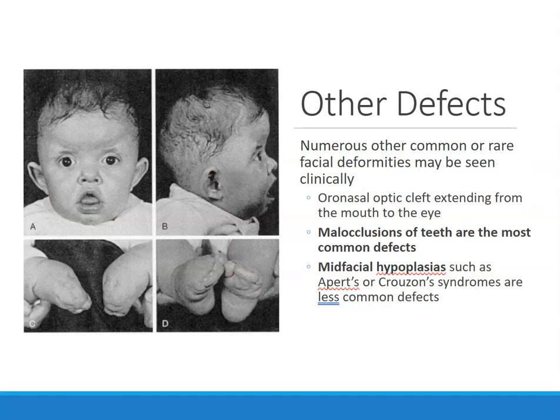What are some other defects? What are some other things that can happen when the baby or the embryo is in the womb? Most commonly what can happen is malocclusions of the teeth. So the teeth are crooked, they're not straight. That's usually what happens when things don't develop properly.